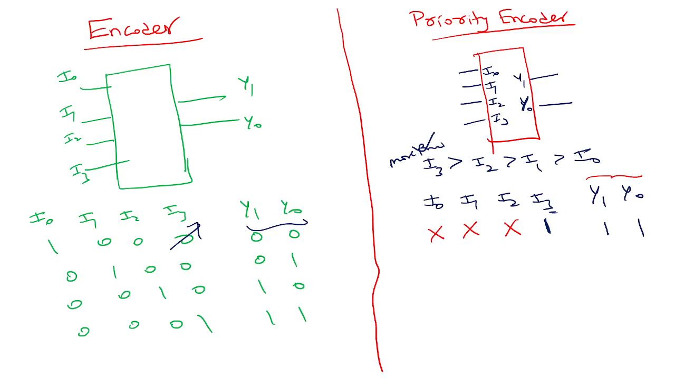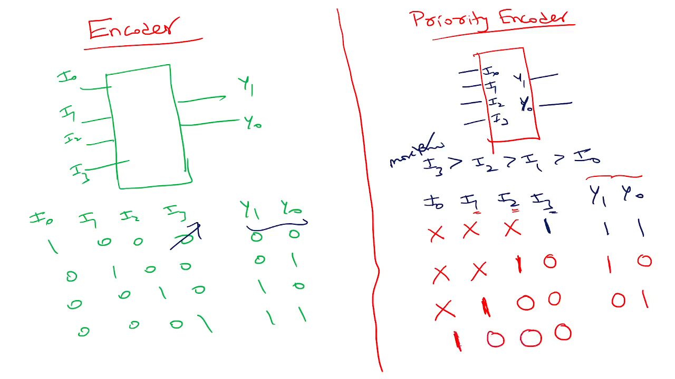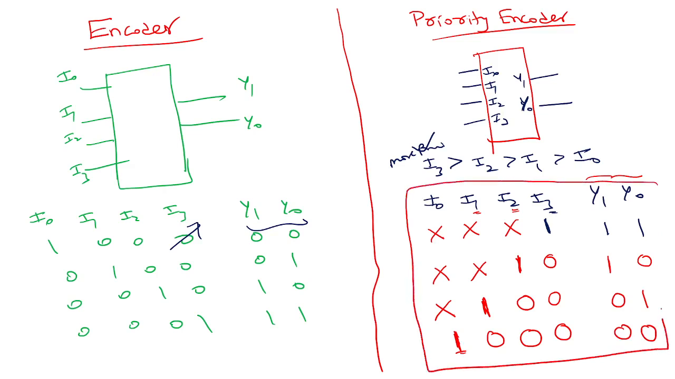Now, let's say I3 is 0, then if I2 is 1, it doesn't matter what I1 and I0 are, output will correspond to 2. Now, I3 is 0, I2 is 0, then if I1 is 1, I0 is don't care, output will correspond to I1. Now, I3 0, I2 0, I1 0, then if I0 is 1, only then output will show 0 0. This is how a priority encoder works.